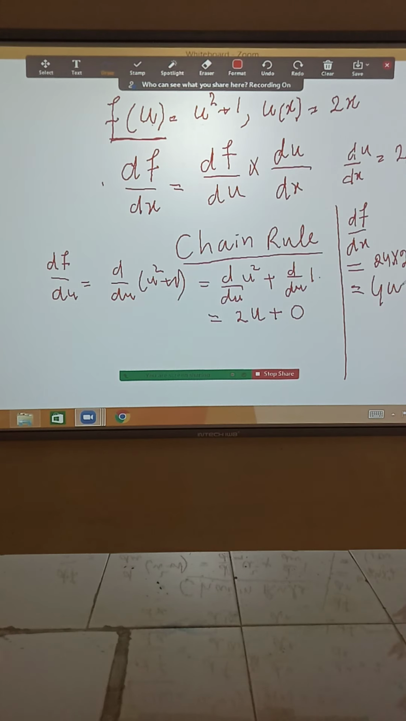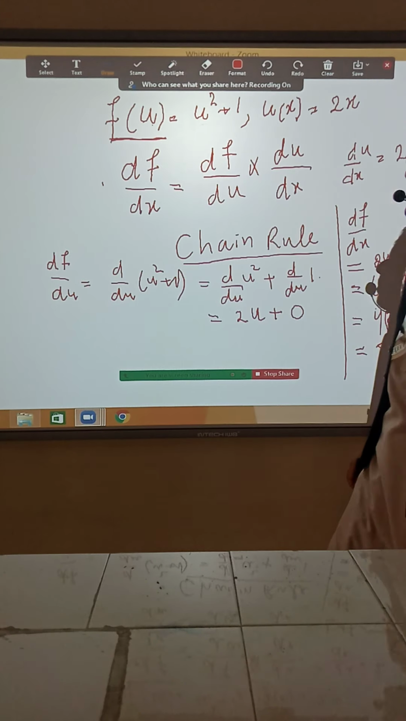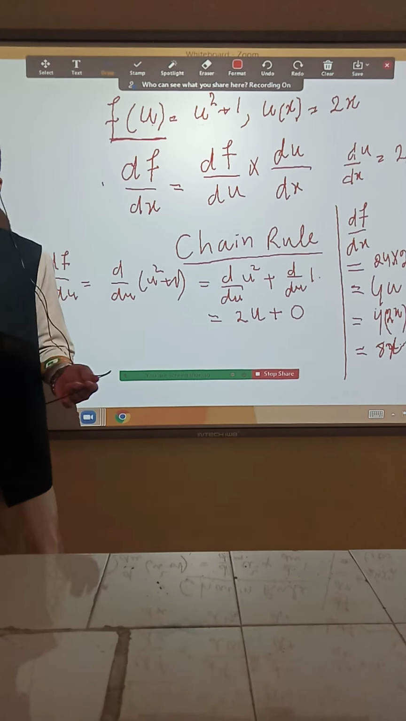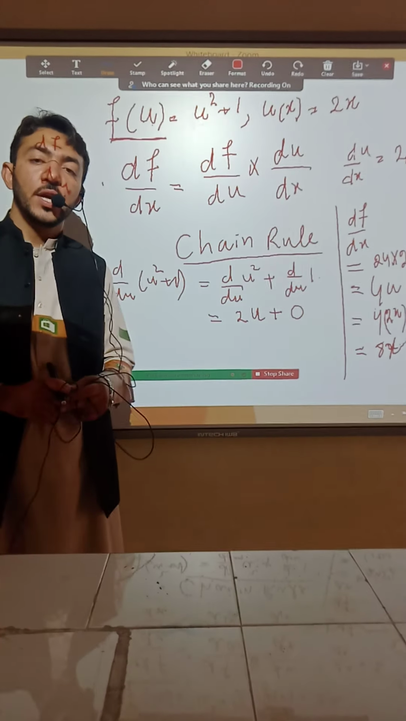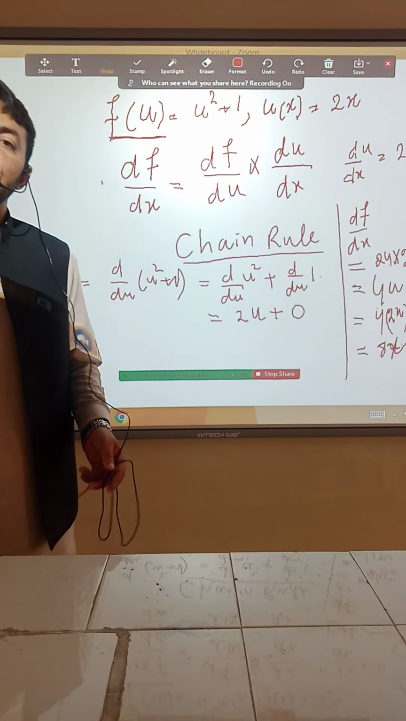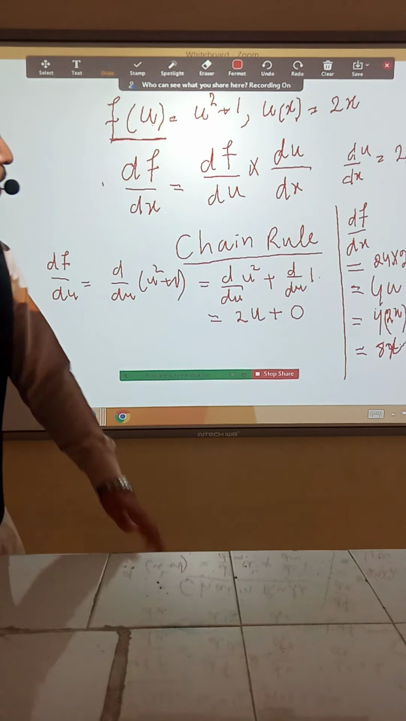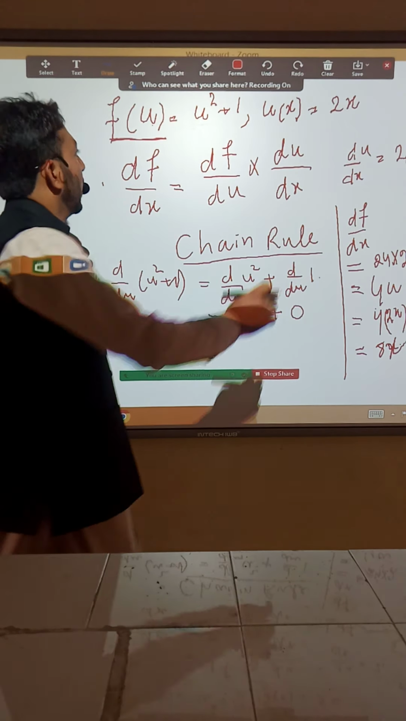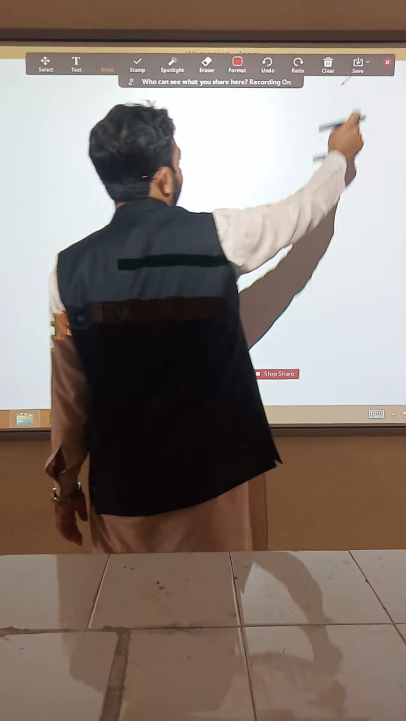If you want to convert it into the form of x, so that will be 4u means 2x. You see that u is equal to 2x. So from here you will get 8x. So that is the composite function differentiation. And whenever the function is composite, the rule for differentiation used is called chain rule. Okay, I am considering another example.